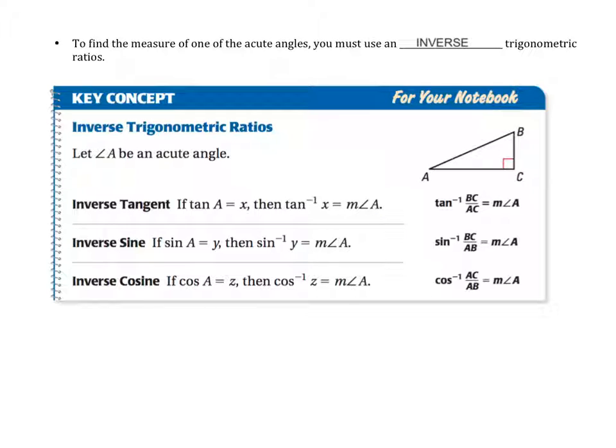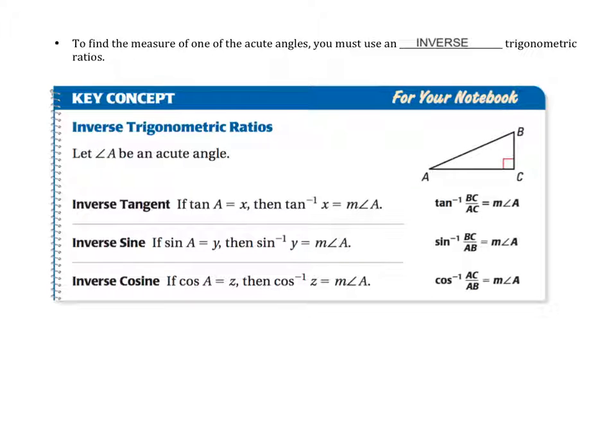Now let's say that you were given the opposite side and the hypotenuse. You would want to use the inverse sine. If the sine of A is equal to y, the opposite over the hypotenuse, then you would use the inverse sine of the opposite side over the hypotenuse, and you would find the measure of angle A.